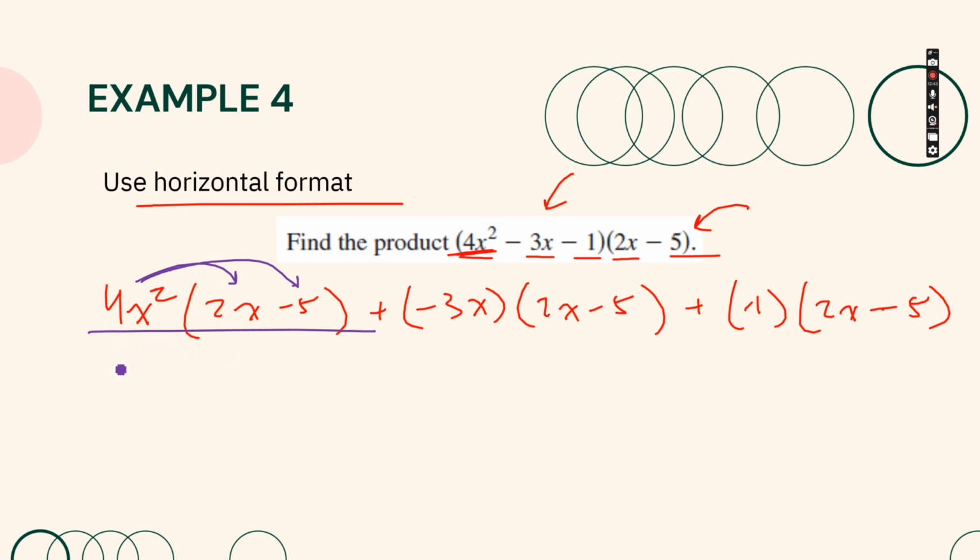So 4 times 2 gives you 8. X squared times x gives you x to the third power. 4 times -5 gives you -20. X squared times nothing is just x squared.